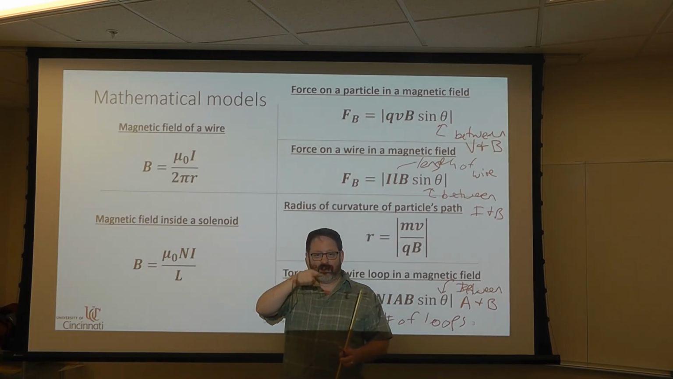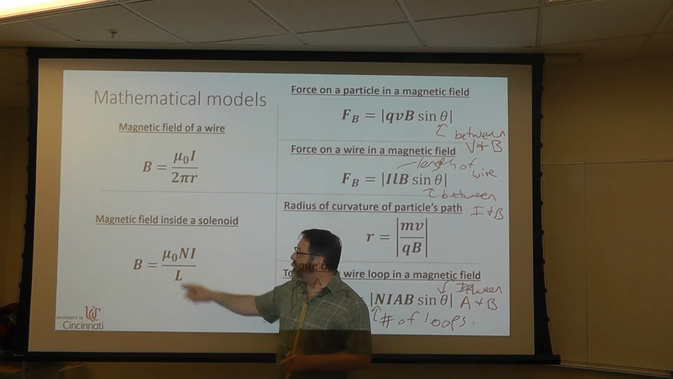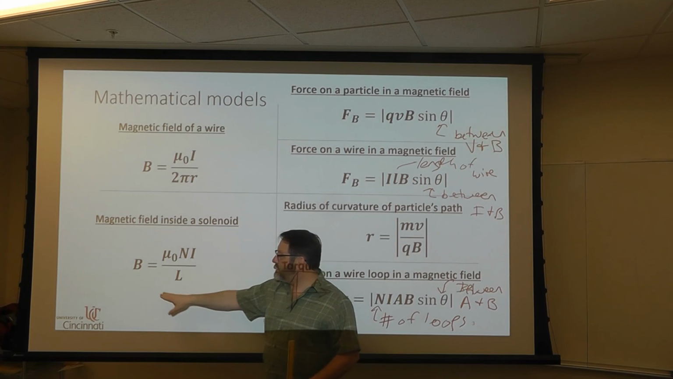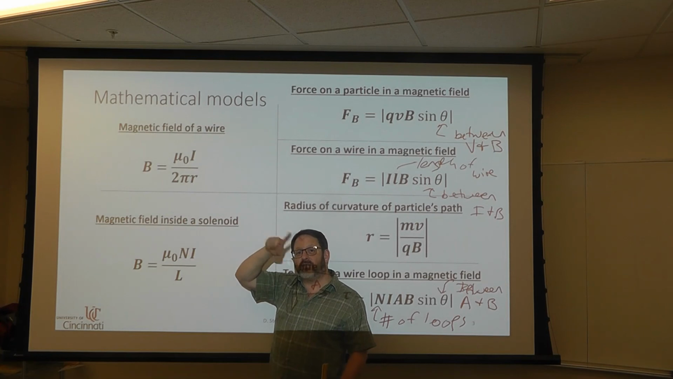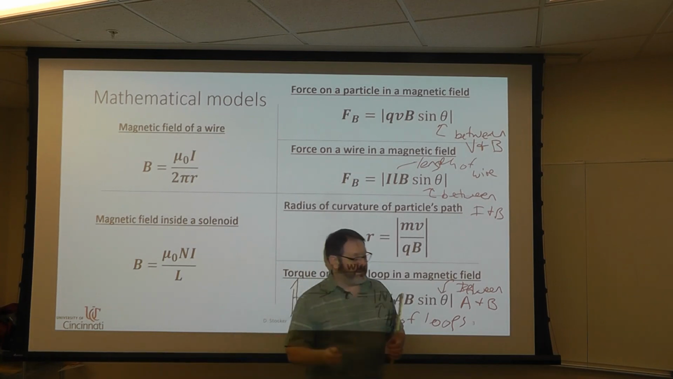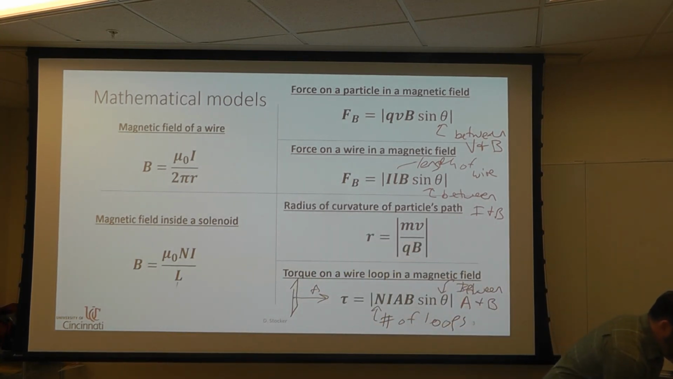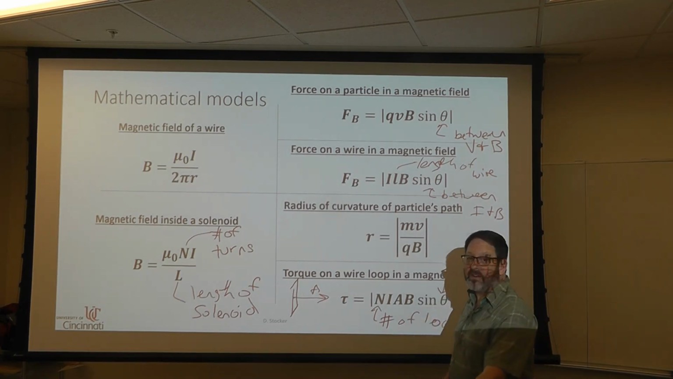If you take wires and wrap them into a long coil, that coil is called a solenoid. And a magnetic field is created inside a solenoid. It's a constant field. It's almost exactly the same equation. Mu naught. N is the number of loops in the solenoid. I is the current in the solenoid. And L is the length of the solenoid. N is number of turns or number of loops of the wire. So those are the mathematical models.